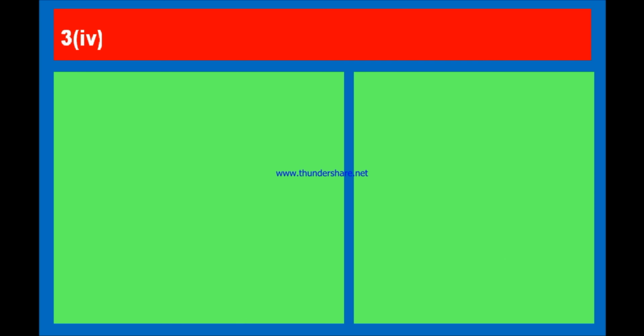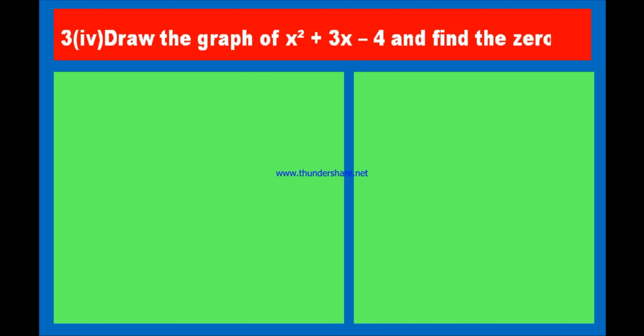Here is question number 3, fourth bit. Draw the graph of x square plus 3x minus 4 and find the zeros. I shall repeat. Draw the graph of x square plus 3x minus 4 and find the zeros. Here is the solution. First of all, consider the given quadratic polynomial p(x) is equal to x square plus 3x minus 4 and let us construct a table for this.